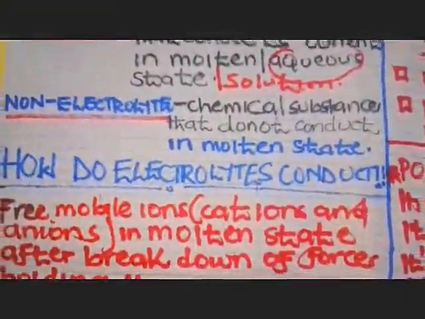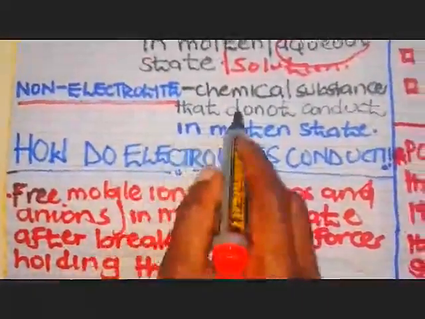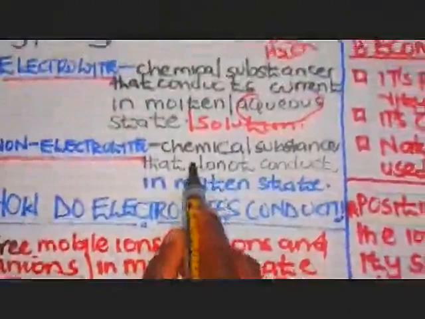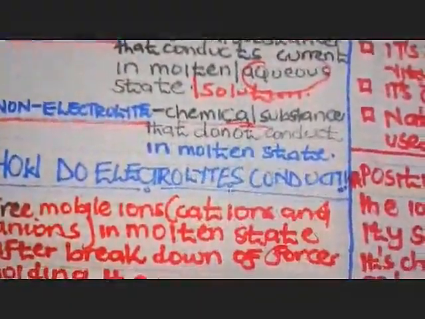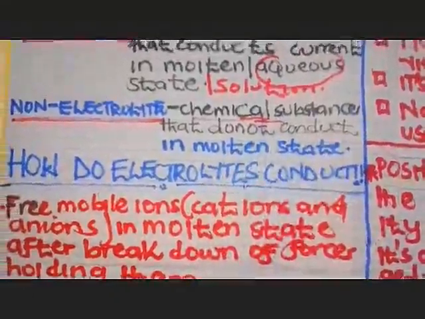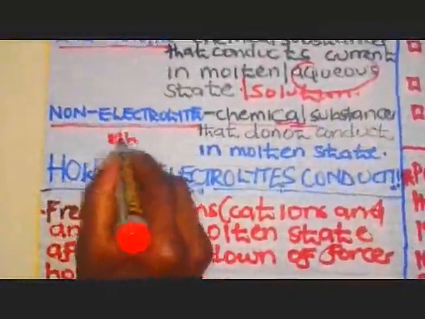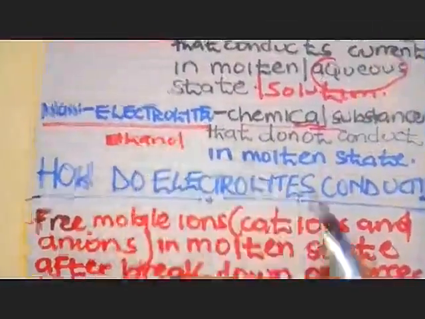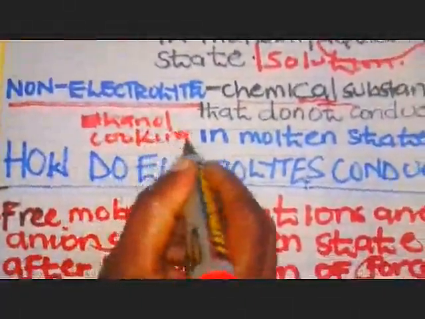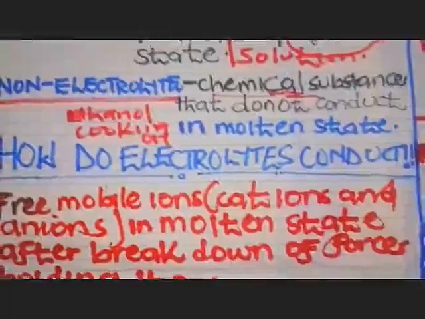Simple organic substances will fall under non-electrolytes. So, non-electrolytes are the opposite of electrolytes. These are simple chemical substances that do not conduct electric current in molten state. I've already given you examples, like ethanol. Ethanol is one example. You look at cooking oil, most organic substances, and so on.